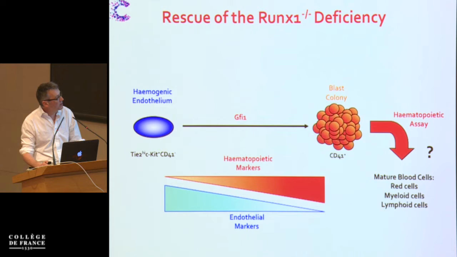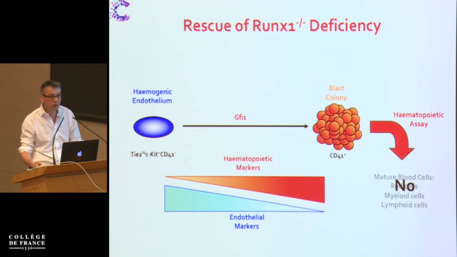The last parameter we ask is: we're getting these round cells, they upregulate hematopoietic markers and downregulate endothelial markers, but are these round cells able to form hematopoietic colonies? And in fact, they're not able. So they're not fully committed to blood cells.